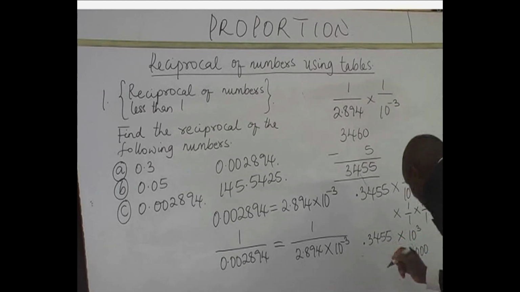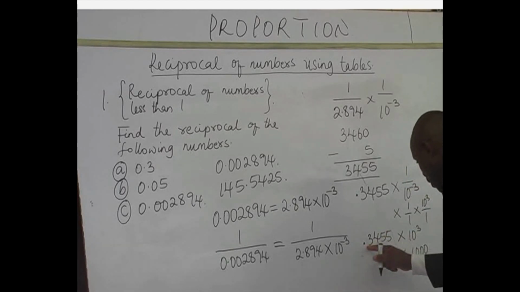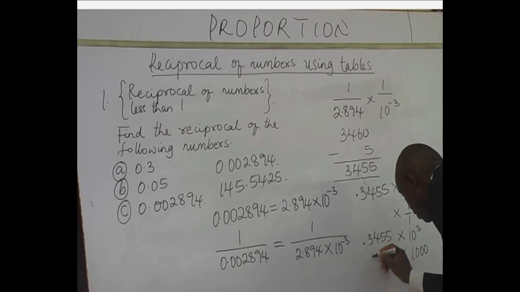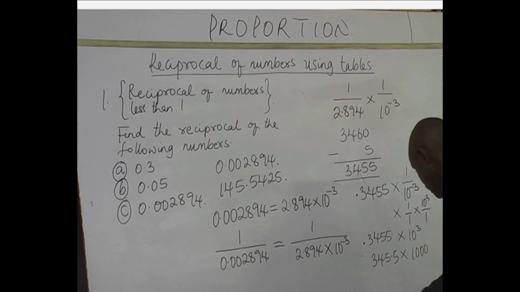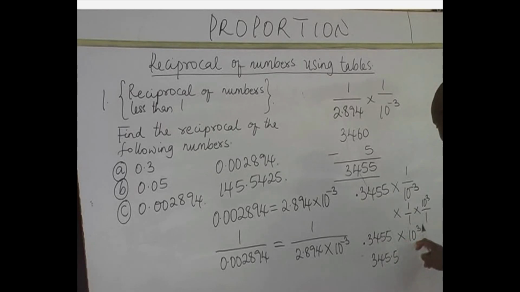So if you are multiplying it to 0.3455, just move the decimal point towards the right across 1, 2, 3 digits. At the end of the day, you have 345.5. That is when you have multiplied it to 10 exponent 3, which is 1000. And this is now the answer you have gotten.